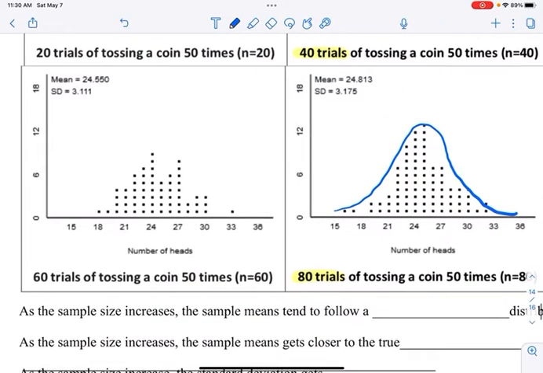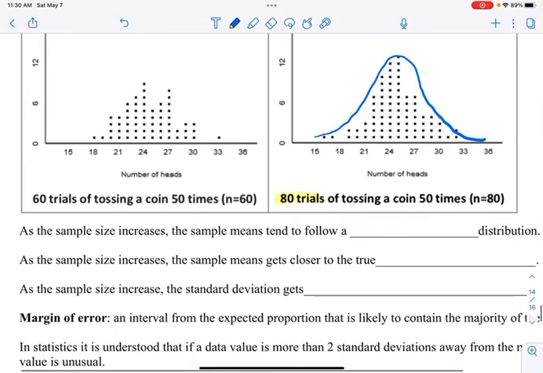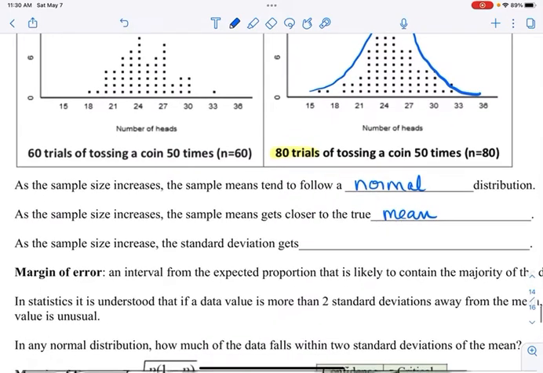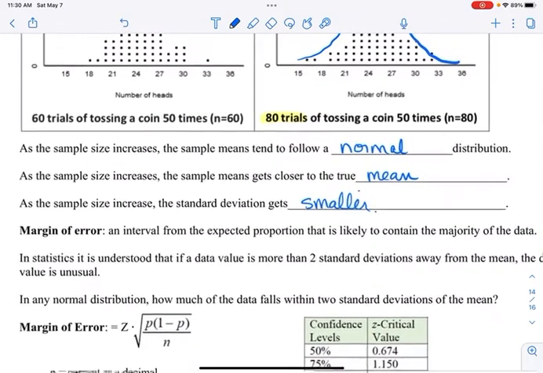So the more trials that I have, it tends to follow that normal distribution. So as the sample size increases, the sample means tend to follow a normal distribution. As the sample size increases, the sample means get closer to the true mean. As the sample size increases, the standard deviation gets smaller, and that's a good thing because the standard deviation is how far away from the mean that I am.